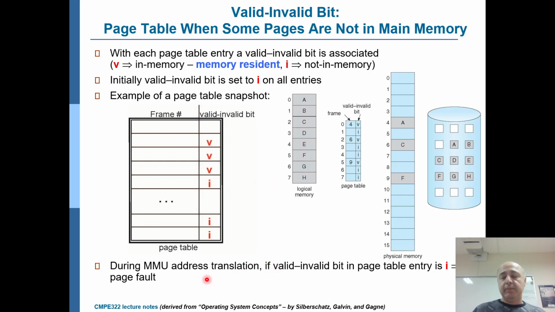So during the memory management unit address translation, if the valid-invalid bit in the page table is invalid, this is a page fault. And as we discussed earlier, the corresponding page will be brought in. For example, in this example, from the point of view of the programmer and the process, there is contiguous memory going from A all the way to H through pages 0 to 7. In reality, only pages 0, 2, and 5 are in memory.